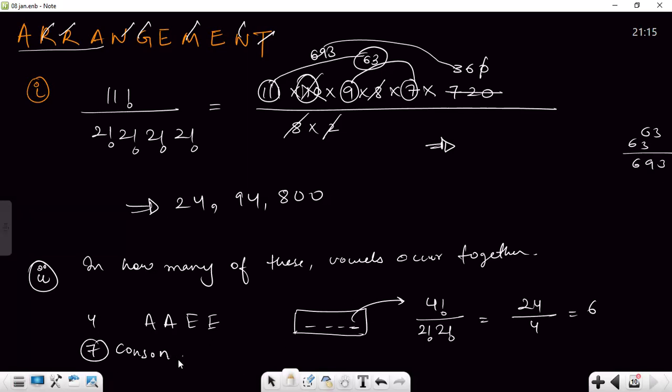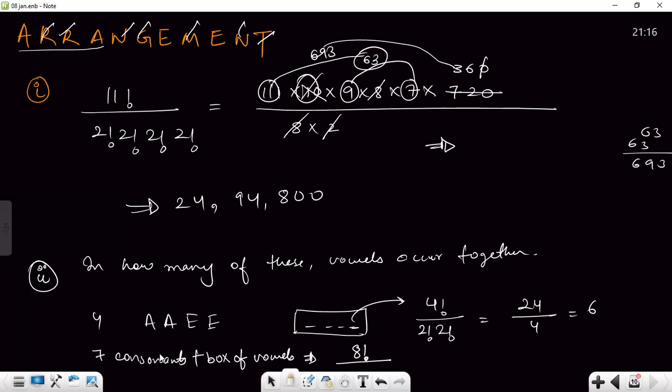7 consonants are left along with a box of vowels. Why a box of vowels? Because they have to be together. So 4 vowels and 7 consonants. Now we don't have 4 separate vowels. We have a box of vowels. So how many total elements? 7 consonants and a single box. So 8 factorial. Okay, cool.